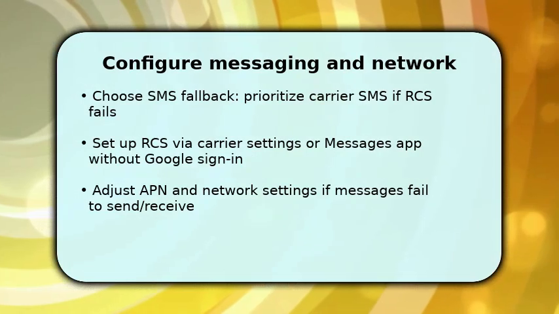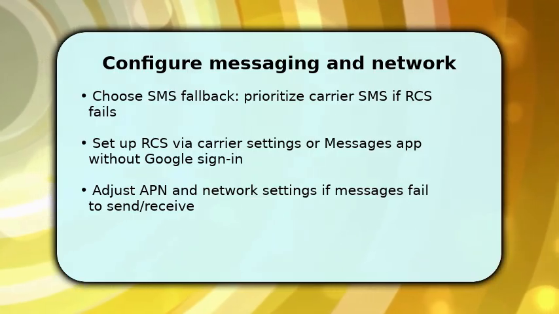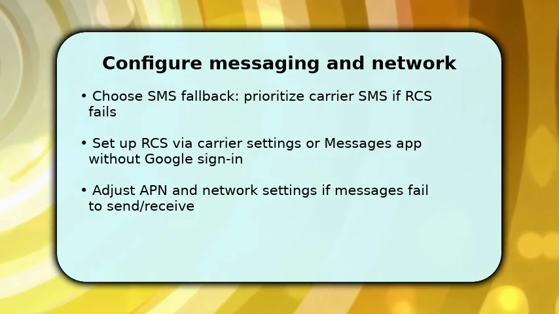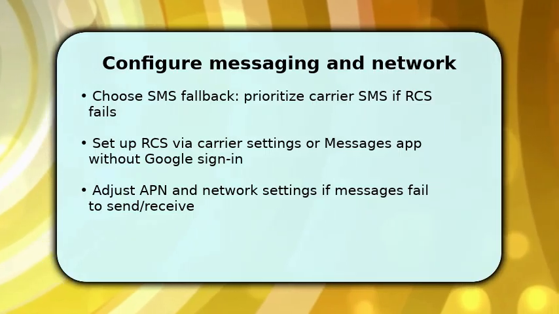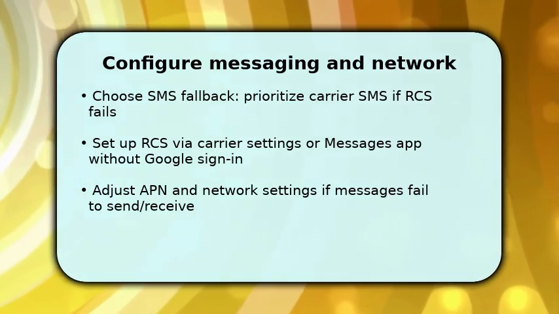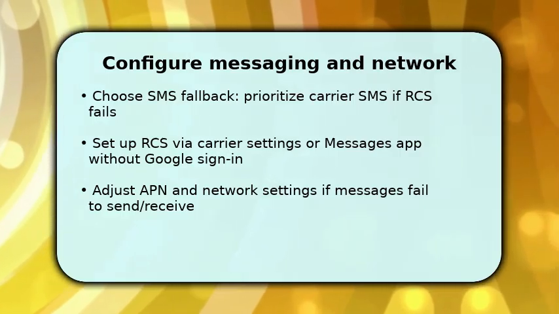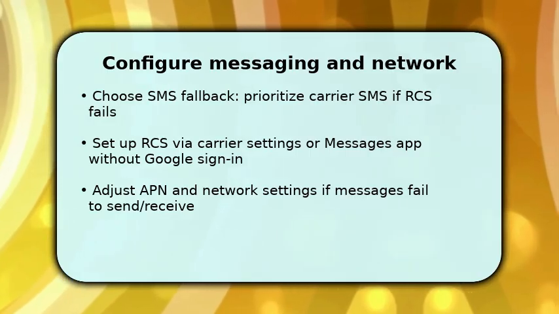Once the app is operational, configure messaging behavior and network preferences. In Settings, set SMS as the fallback so messages still send if RCS registration cannot complete without a Google account. If your carrier offers RCS via carrier service, enable it from carrier options rather than Google services. Otherwise, rely on standard SMS/MMS.